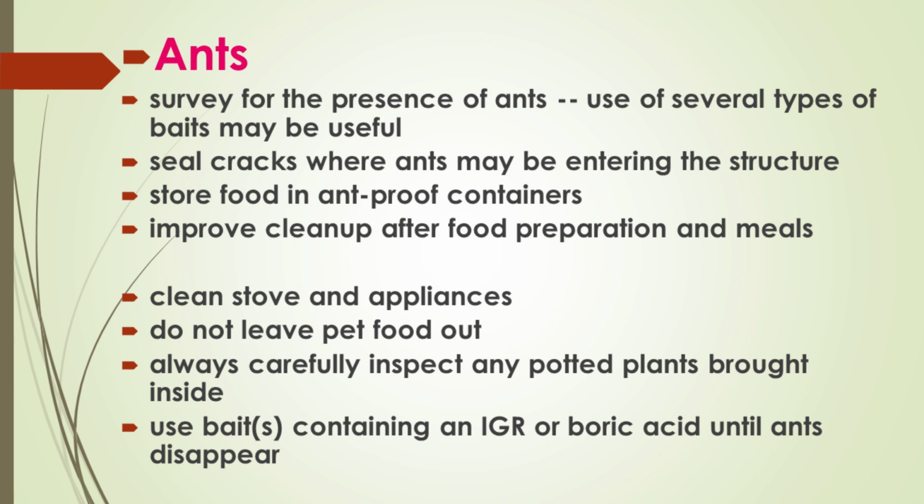Store food in ant-proof containers. Improve cleanup after food preparation and meals. Clean stove and appliances. Do not leave pet food out. Always carefully inspect any potted plants brought inside. Use baits containing an IGR or boric acid until ants disappear.